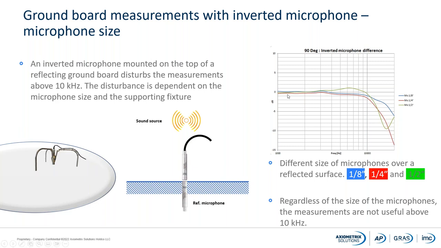But on the contrary, you can see the curves here, and this is the test that we were doing. If we start with a 1/8 of an inch, you can see that is the blue curve. That is actually almost flat up to roughly 10 kilohertz, and then it is starting to drop off. 1/4 inch dropping off at 10 kilohertz, and 1/2 inch dropping off a little bit before 10 kilohertz actually. So the conclusion here is that regardless of what size of the microphone you're using, the measurements are not really useful above 10 kilohertz.